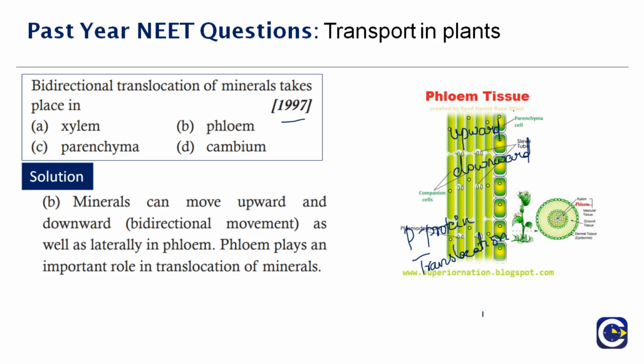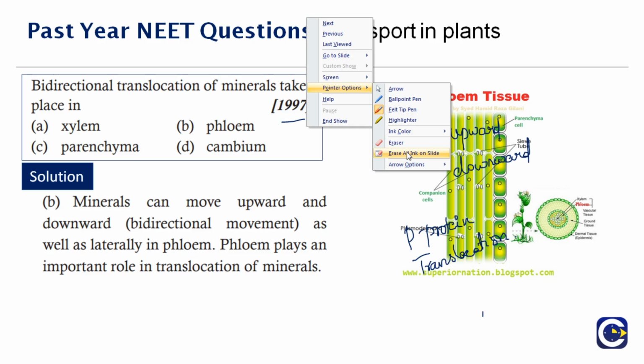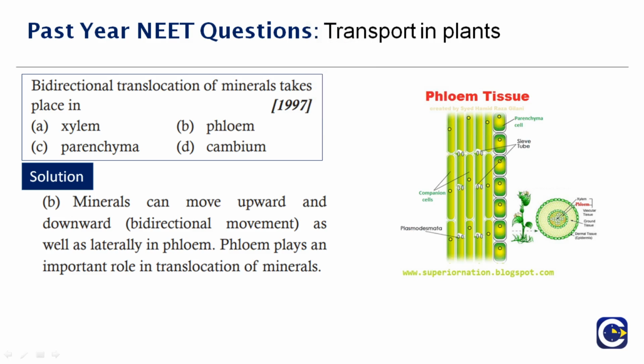To your right side, you can see a picture which shows a clear image of phloem. I'm sorry for writing on it, but as I already said, phloem is the one which will help in translocation. I'll remove those things for you so maybe you can see it clearly. Right, you can see the phloem tissue there. So you have plasmodesmata, then you have companion cells, then you have the sieve tube, which will actually filter and help in translocation. So the correct answer to this question is option B.